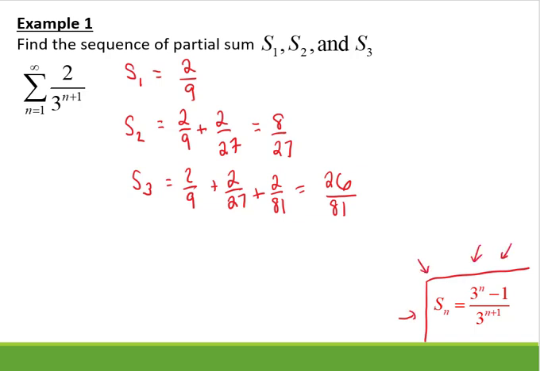I bet you it probably has something to do with this: my third partial sum has a bottom of 3 to the n plus 1. So notice how my denominator was always the same thing. They were looking at a pattern that I didn't see. And then the numerator is 3 to the n minus 1. This is 3 squared minus 1, 3 to the third minus 1. That's how they got it. They were just looking at the pattern.